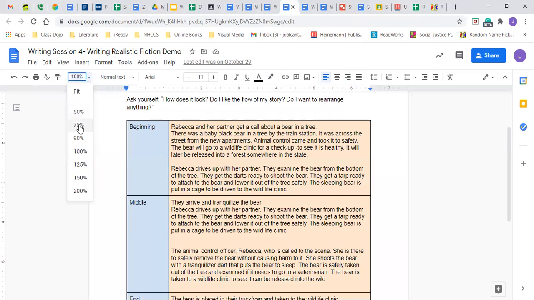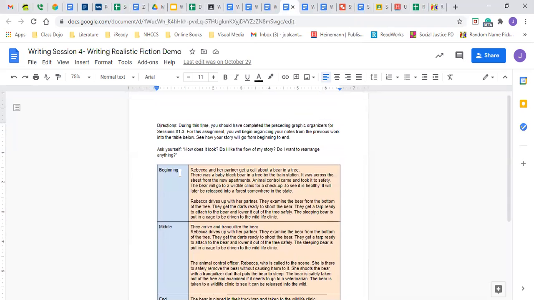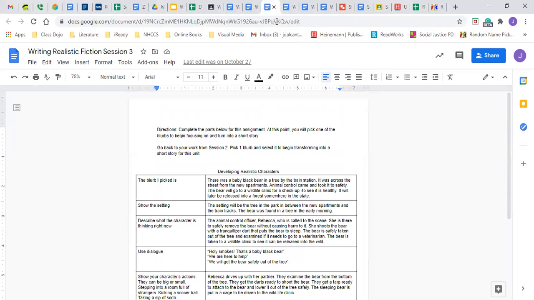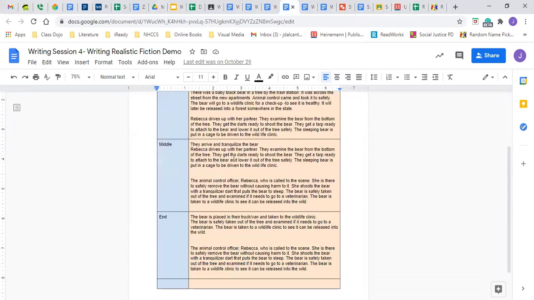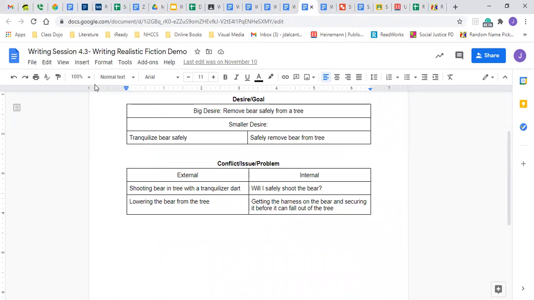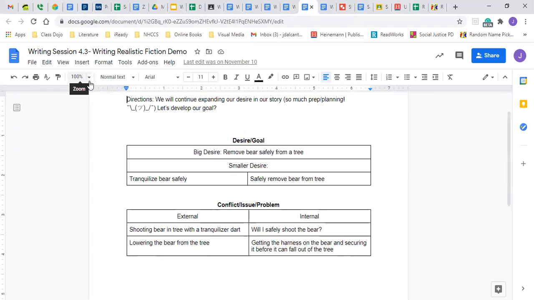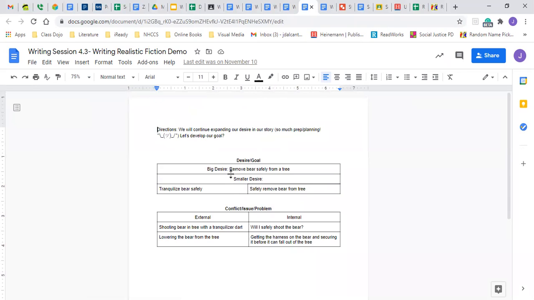Here's writing session 4. At this point, this graphic organizer is to organize the blurb from the simple graphic organizers into something that resembles a short story now. So what's the beginning part of the story? What's the middle part of the story? What's the end part of the story? Here's session 4.3. With this, continuing from the last lesson, what's our goal or desire? And what's going to be the conflict, issue, or problem that needs to be solved?